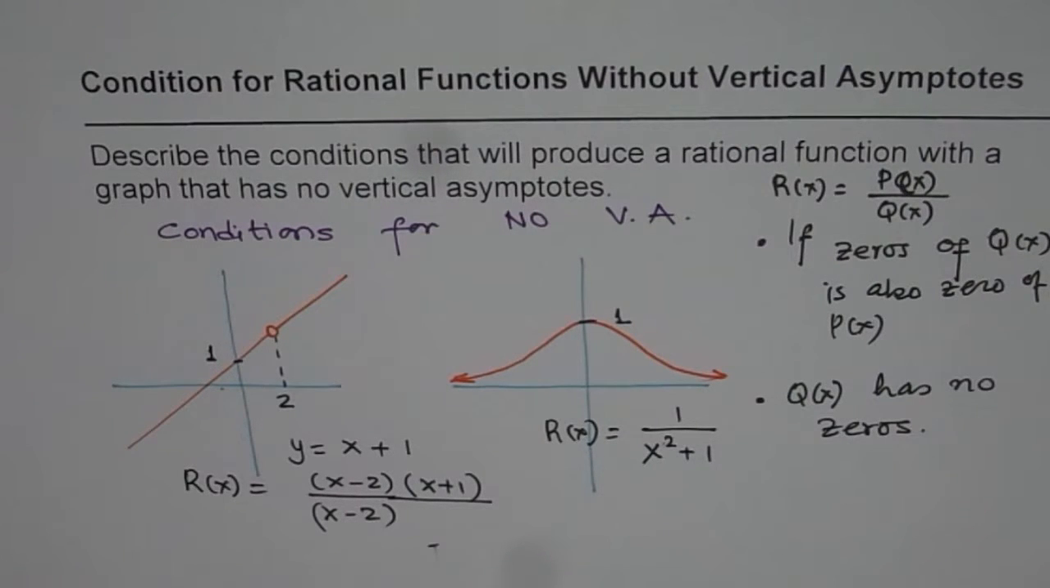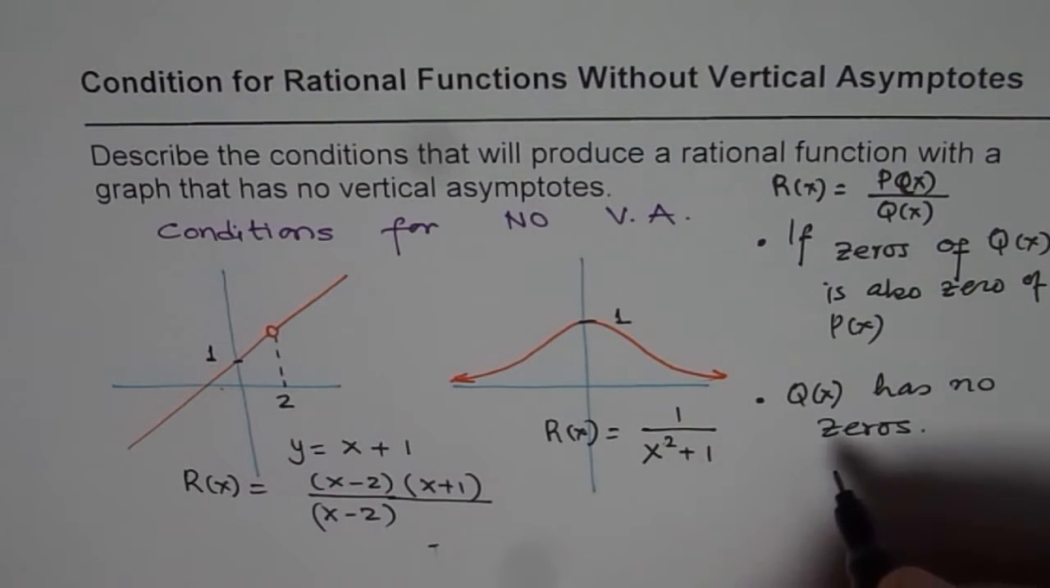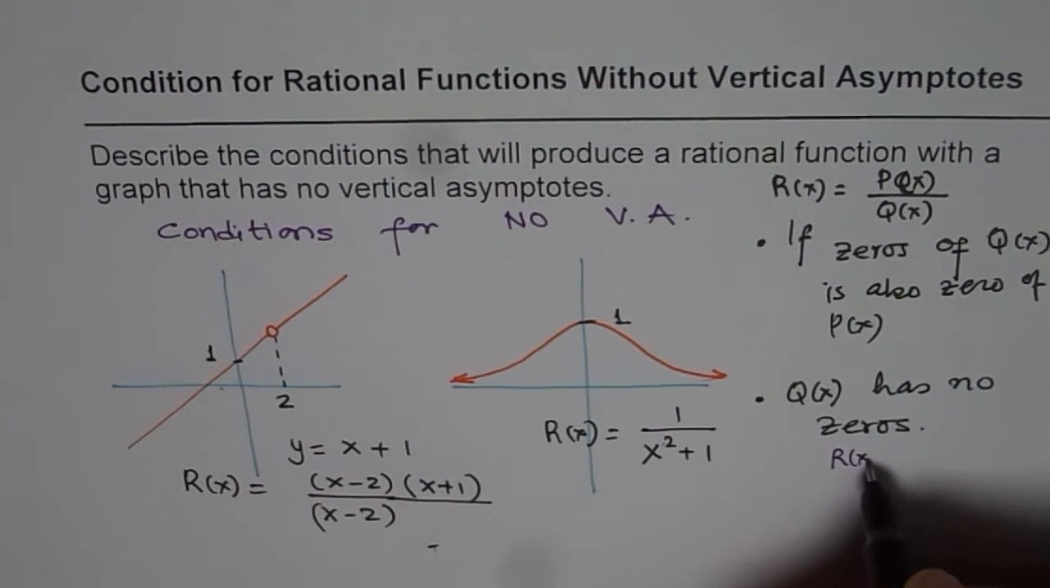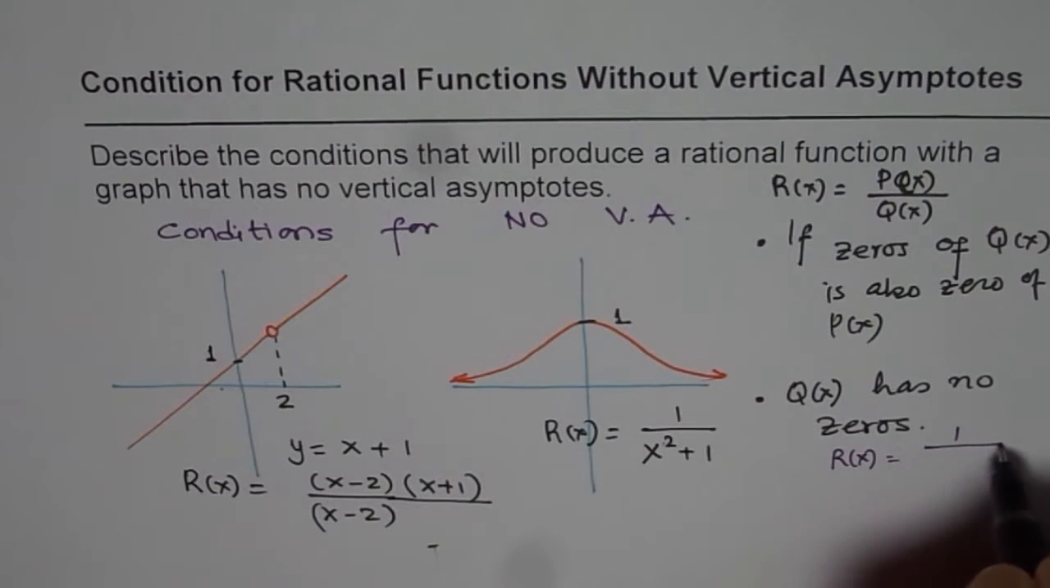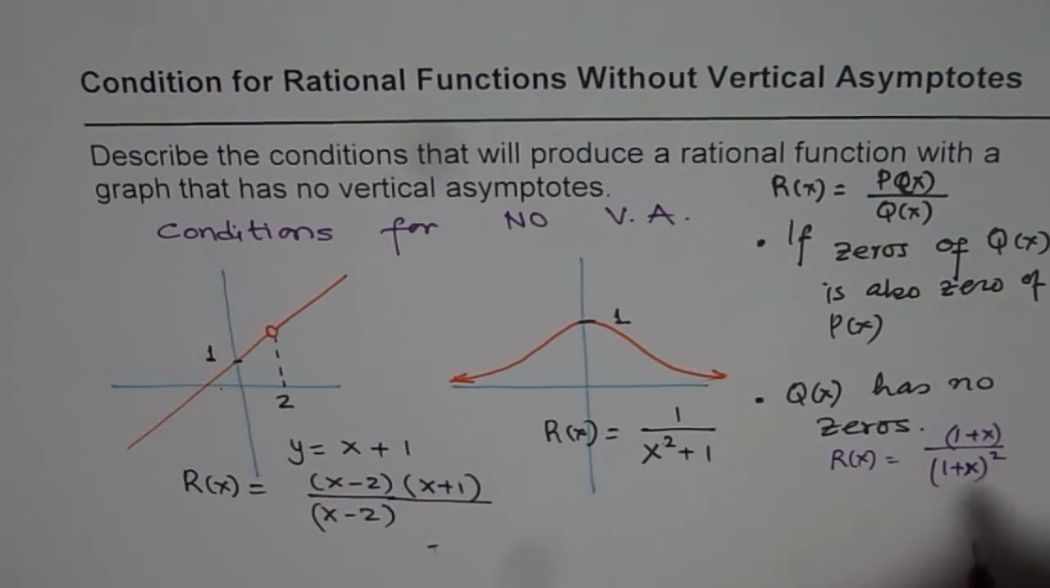Now here's a question for you. If I have an equation like this, 1 plus x over 1 plus x whole squared, will this have a vertical asymptote? This will have. Since there is one zero here, which is not a zero in the numerator, the denominator has a double zero at minus 1. Do you see? The numerator has only one. So one of them will cancel out, the other one remains.